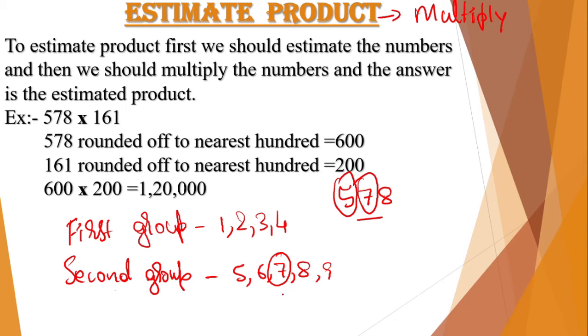So if it's in the second group, we should add 1 to the first circle digit which is 5. So 5 plus 1 is 6 and we don't have any right side digits. And 7 and 8 will become 0. So it will be 600. So 578 round off to nearest 100 will give us 600.